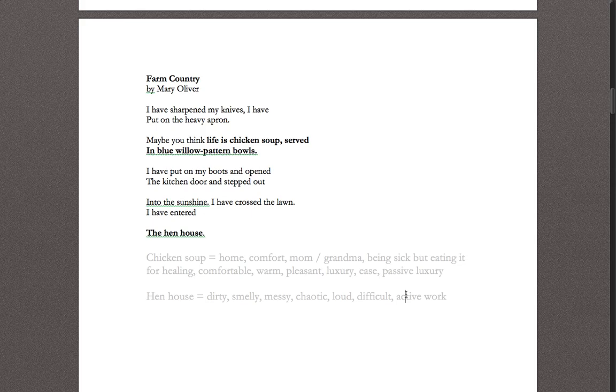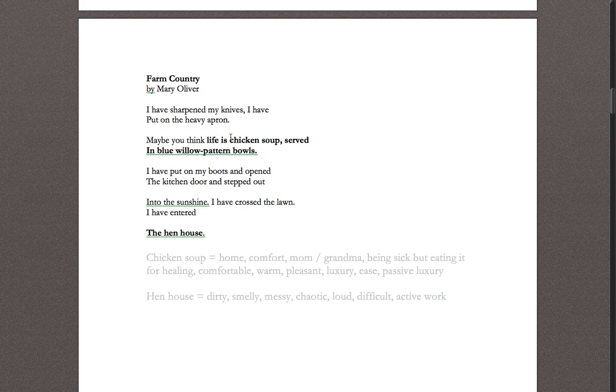Because we could look at this and say, well, this lady is bitter that some people just get to be served chicken soup and she has to work for it. And it's hard and it's messy and life is difficult and she's bitter about it. I don't think that's the case with this poem, though. I think there's plenty of evidence in the other description of the poem that she likes it, that she prefers this. Maybe it's not that she prefers henhouse life to chicken soup life, but that she understands that her henhouse life is necessary to also balance out with chicken soup life.